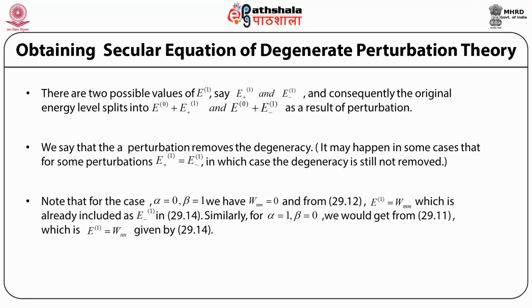Note that for the case alpha equals 0 and beta equals 1, we have Wnm equal to 0, and from 29.12, E1 is equal to Wmm, which is already included as E1 minus in 29.14. Similarly, for alpha equals 1, beta equals 0, we would get from 29.11 E1 equals Wnn, which is E1 plus given by 29.14.